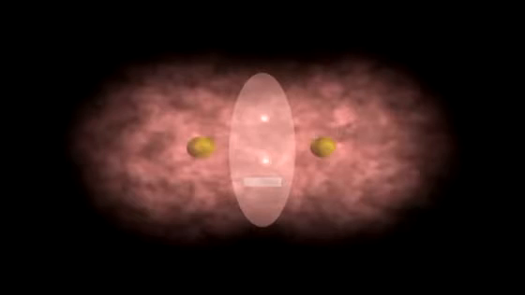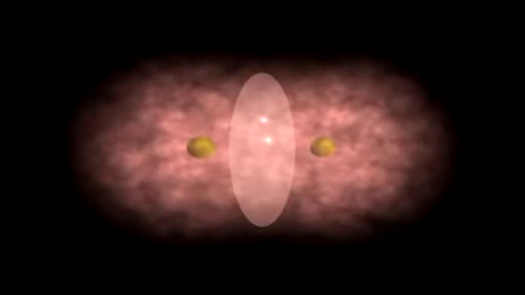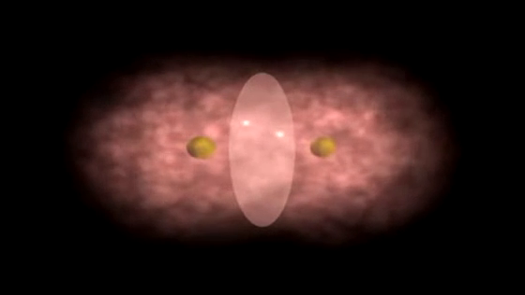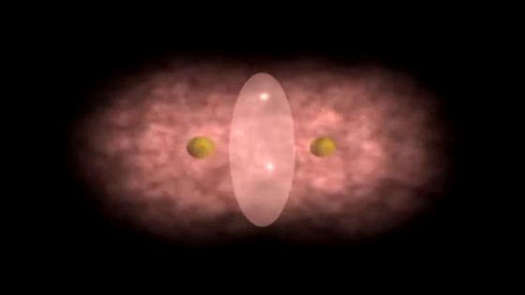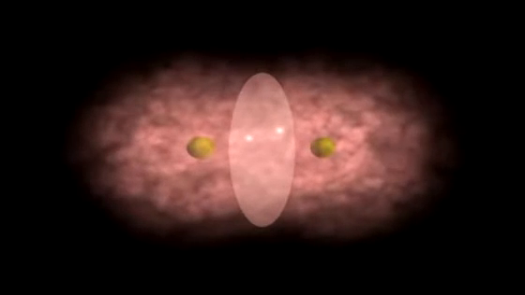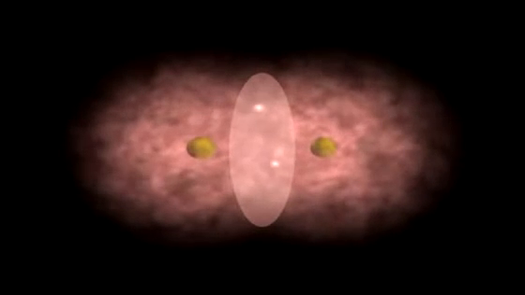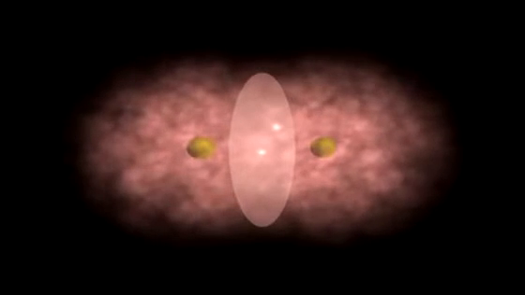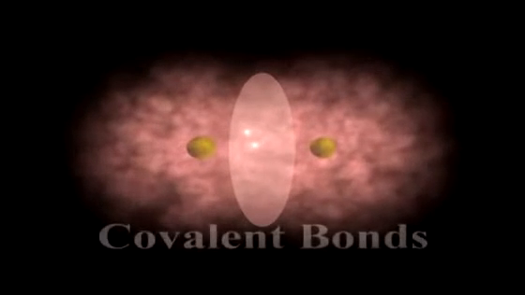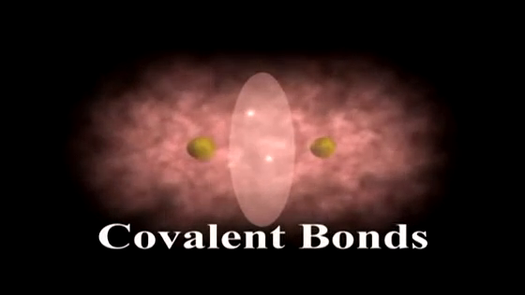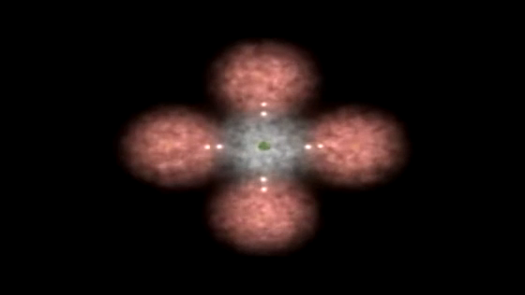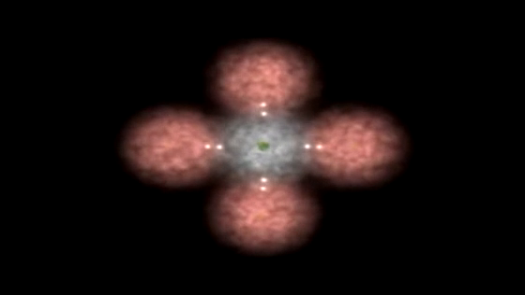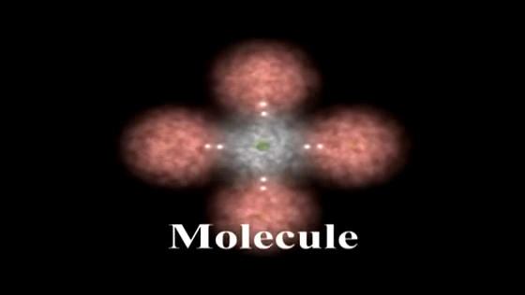Thus, the two atoms stay together, not because they are attracted to each other, but because the positively charged nuclei of each hydrogen atom are attracted to the area of negative charge created between them by the shared electrons. The bonds formed as a result of these attractions are called covalent bonds. The units of matter formed by atoms joined through covalent bonds are called molecules.